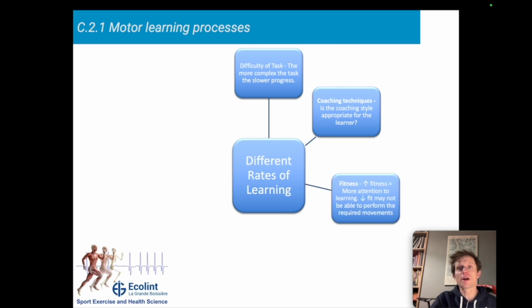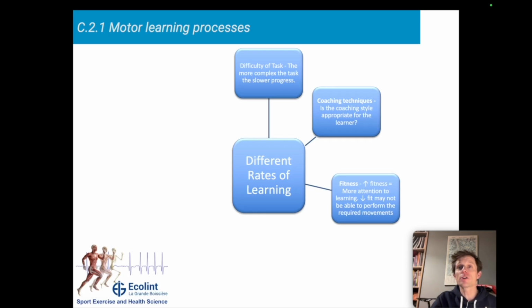Next up, we can talk about fitness. The fitter a learner is, the more likely they are to be able to direct more of their attention to learning the skill rather than just meeting the physical demands of performing the skill. If somebody is less fit, it means that they're going to be less able to perform to meet the requirements of that skill.